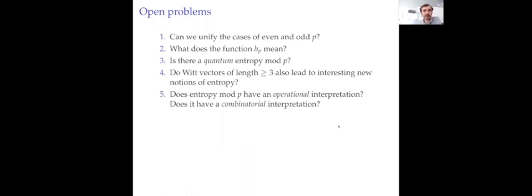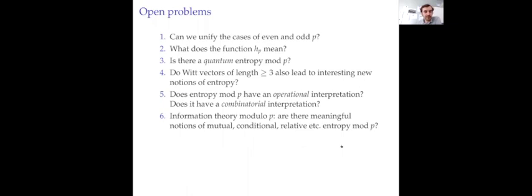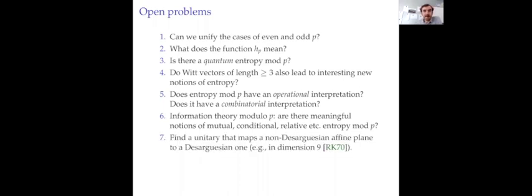That I don't know. And of course, one can build a whole information theory modulo P. So you can ask, are there other entropies? For example, is there a mutual entropy? Is there a conditional entropy? Is there a relative entropy modulo P? I think it should not be too complicated, just by analogy, to cook these things up. But it would be interesting to know, do they exist? Are they unique? Do they have similar properties and so on?